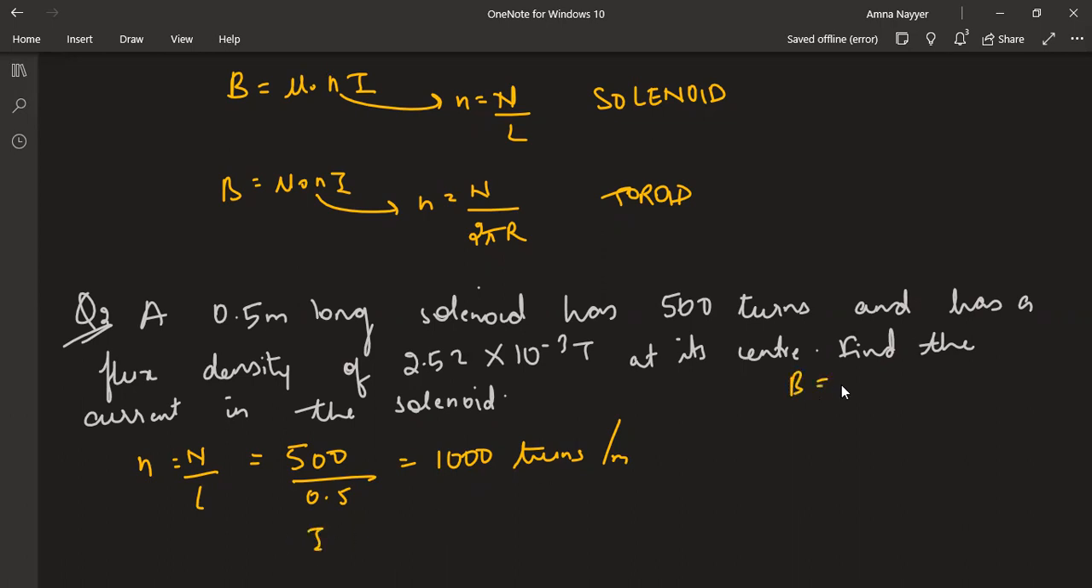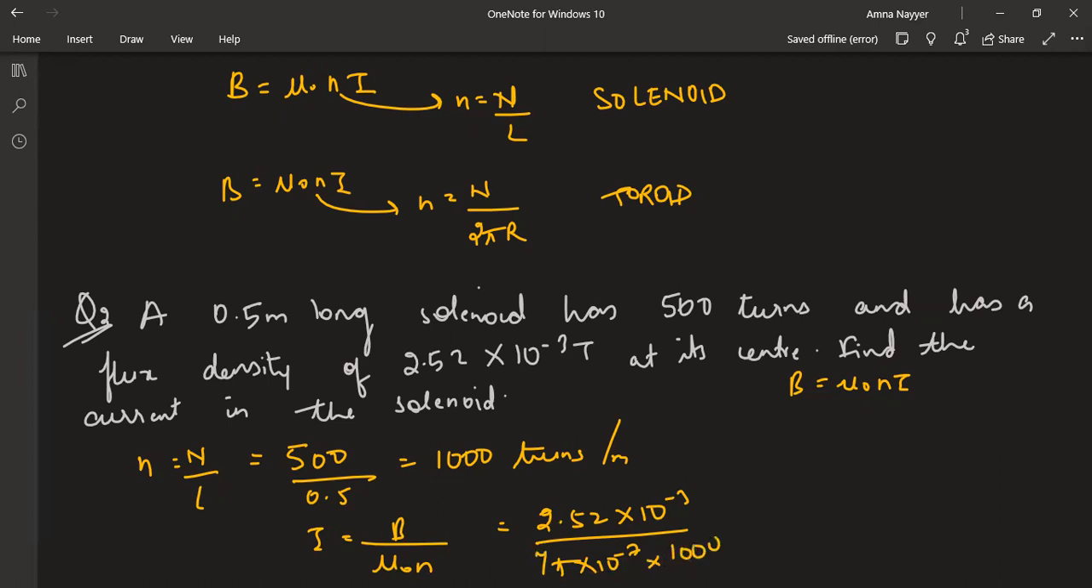See, B is equal to mu naught Ni. So I will be B divided by mu naught N. Magnetic field is 2.52 into 10 to the power minus 3. Mu naught is 4 pi into 10 to the power minus 7. N is 1000.